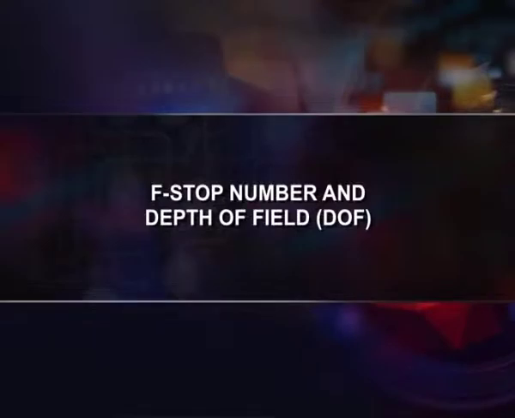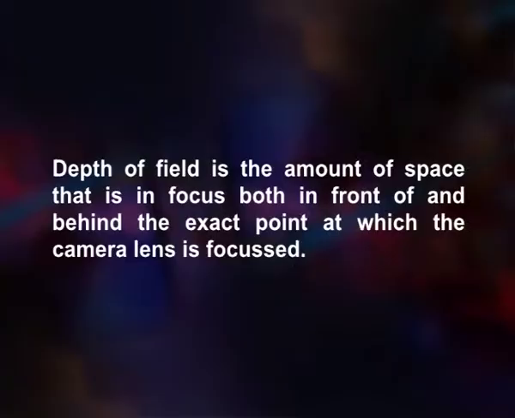F-stop number and depth of field. Depth of field is the amount of space that is in focus both in front of and behind the exact point at which the camera lens is focused.